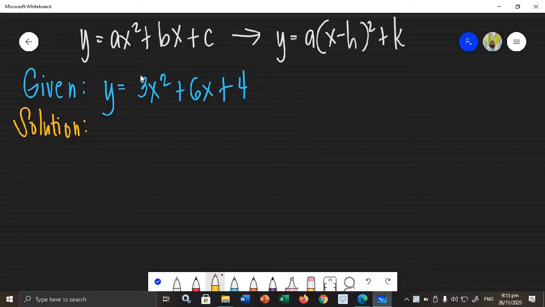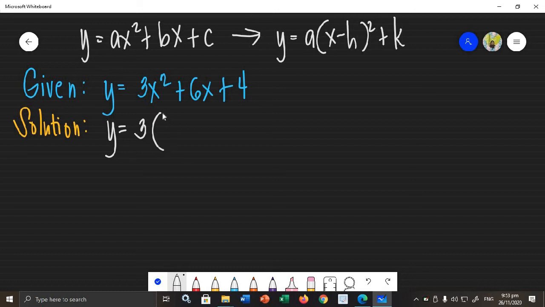So, in this example, there is a value for the coefficient of the quadratic term. Unlike the first one, that is equal to 1, no? Invisible 1 again. So, here, we need to factor it out, unlike the first example. So, for us to factor it out, let's just take out 3.